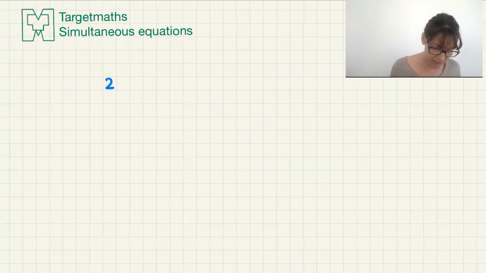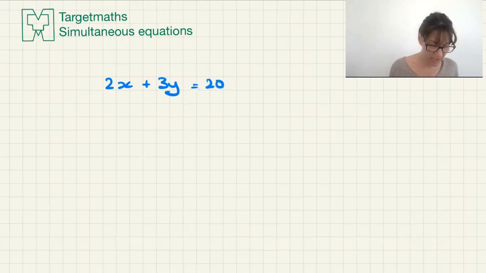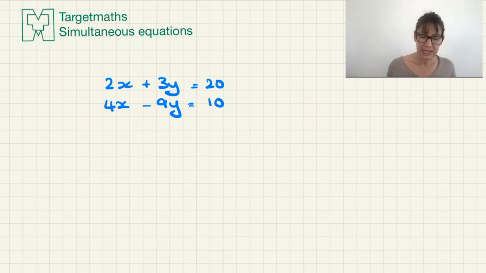We've got the question 2x plus 3y equals 20 and 4x minus 9y equals 10. Now step one is always to get these first terms. The letter x is most commonly in position one, the first term, but don't think of it as an x. If they're using different letters, or if they switch them round, it could really confuse you. So just think, the very first thing I want to see are matching numbers here.